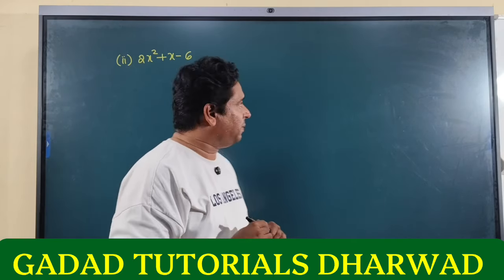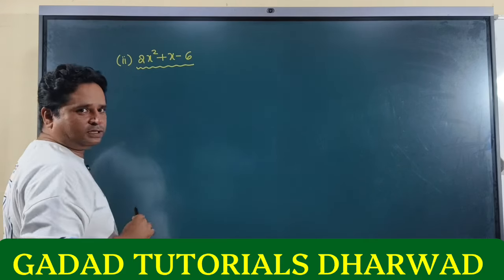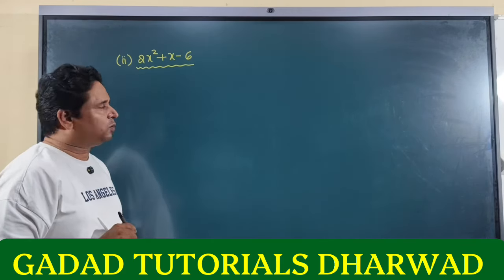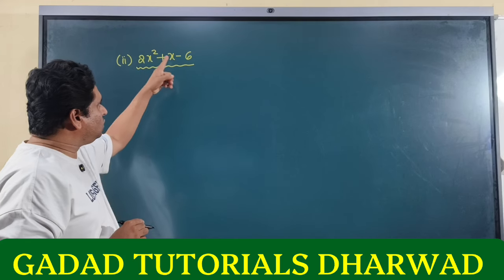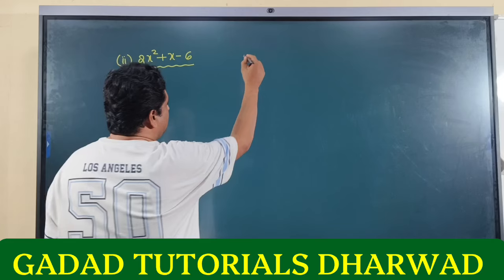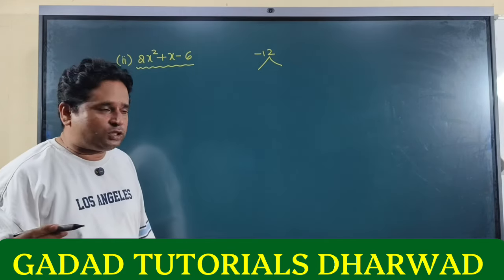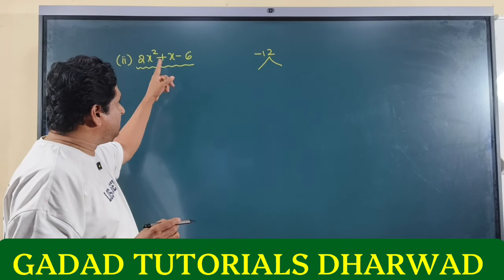We will go to the second problem. 2x² + x - 6 = 0. See here how I am finding the roots. The coefficient of x² is 2. The last term is -6. 2 into -6 is -12. Here the product should be -12. The sum should be the middle term coefficient, that is 1.